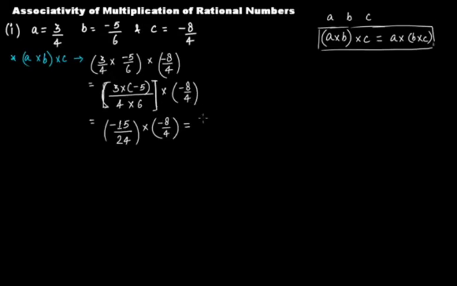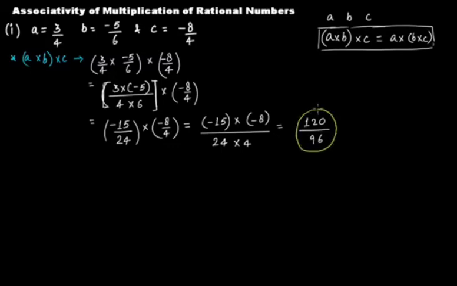So again we'll multiply the numerators together, that is minus 15 times minus 8, then 24 times 4, and we are multiplying two negative integers, it means the product will be positive, so we don't need to mention the positive sign. 15 times 8 is 8 5s are 40 and 4, it is 120 divided by, here we get 96. So 120 over 96 is the result when we perform (a times b) times c.